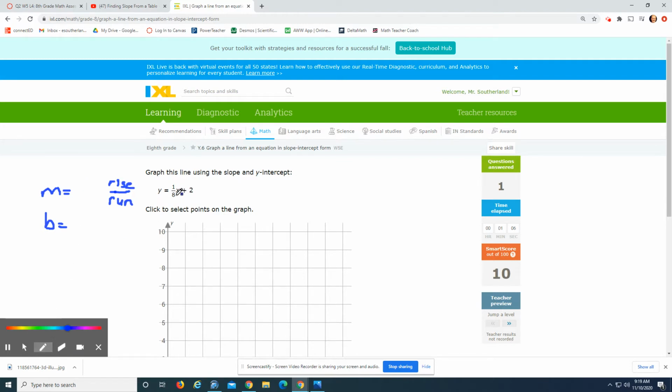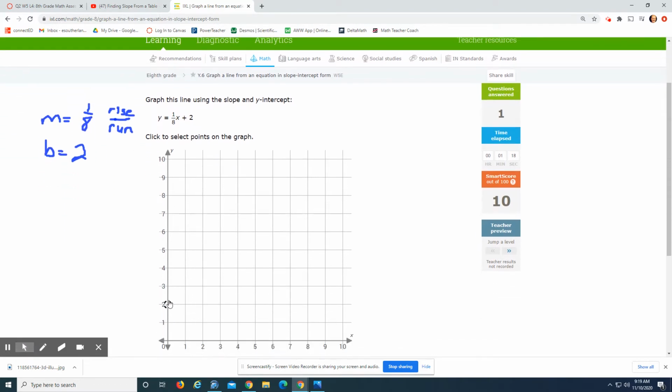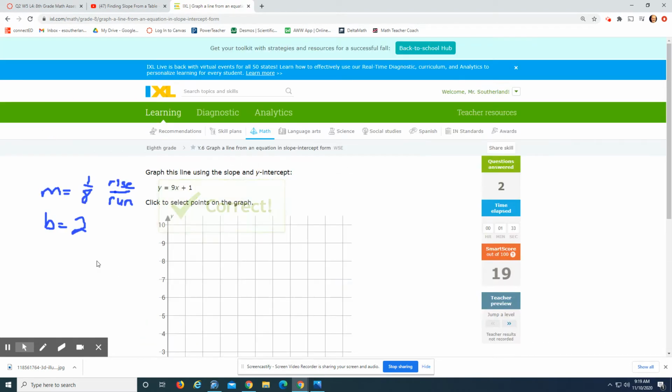Again, same thing. In this case, the y-intercept is 2. The rise and run is 1 over 8. And so I'm going to do the same thing. I'm going to start on 2 because that's where it tells me it crosses on the y-axis. The rise is 1, and the run is 8. So 1, 2, 3, 4, 5, 6, 7, 8. And then I'm done. Again, you're going to keep repeating this process because this is practice.